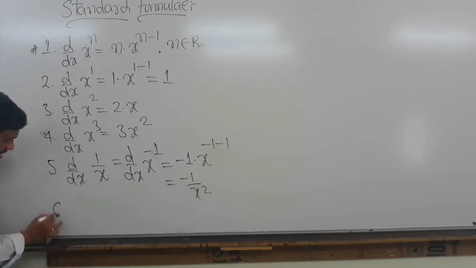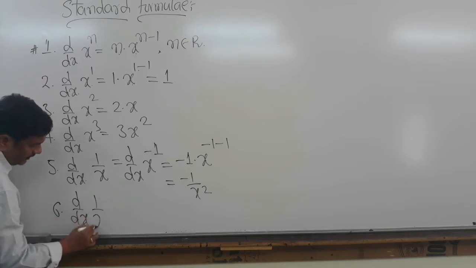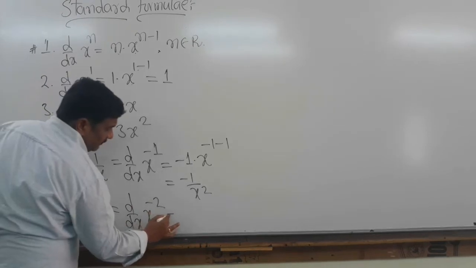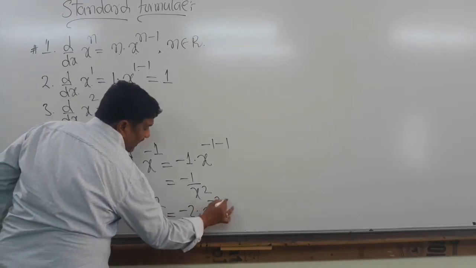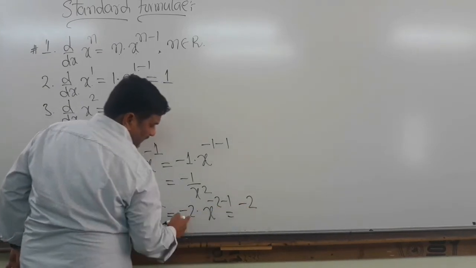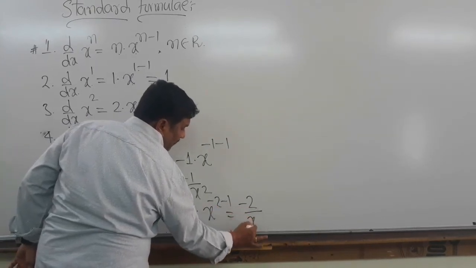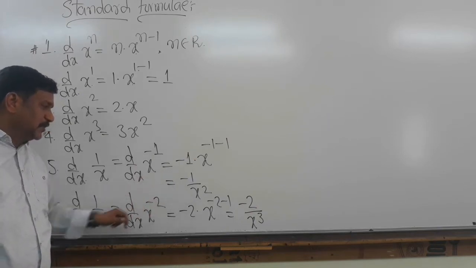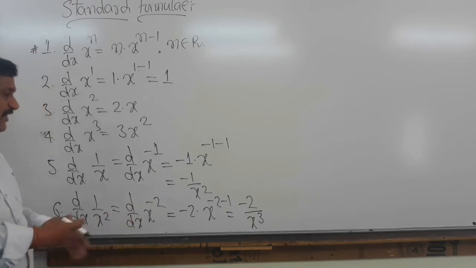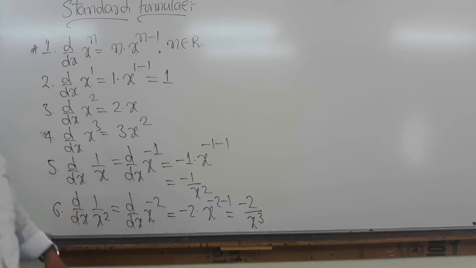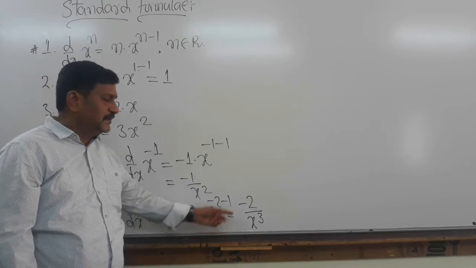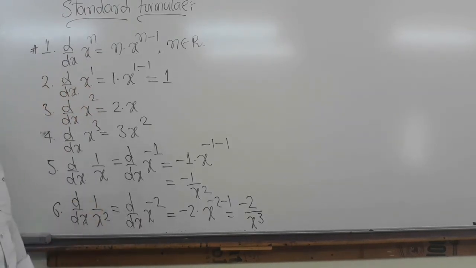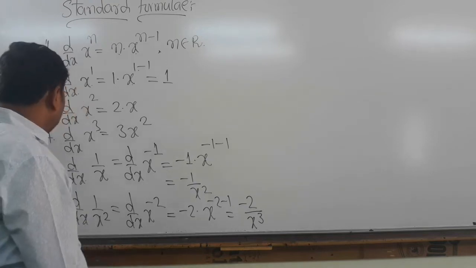Similarly, we see about the derivative of 1 upon x square. It can be taken as derivative of x raised to minus 2. Then it can be taken as n into x power n minus 1, here it is minus 2 x raised to minus 3, which we take in the denominator. So the derivative of 1 upon x square: the power 2 will become minus 2 upon x cube, with the power increasing by 1. In this way we continue with 1 upon x, 1 upon x square. Suppose 1 upon x cube, derivative, how much are we getting? Minus 3 upon x raised to 4. Okay, in this way we continue: 1 upon x, 1 upon x square, 1 upon x cube.